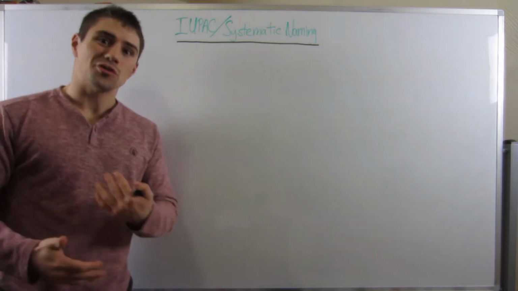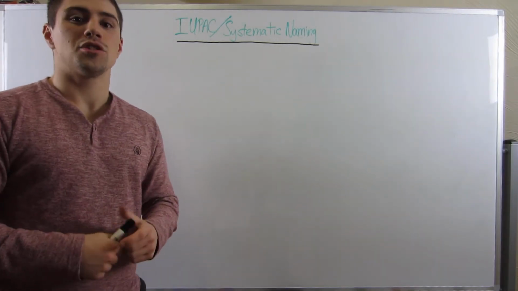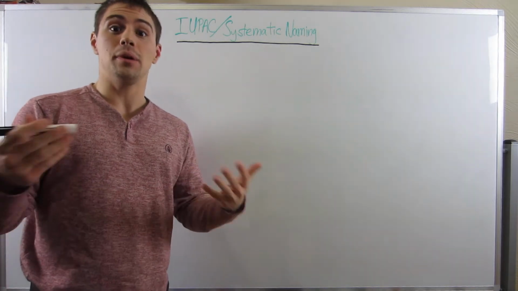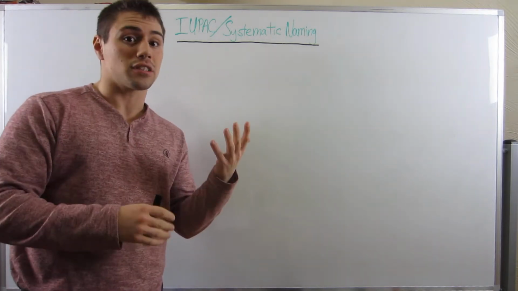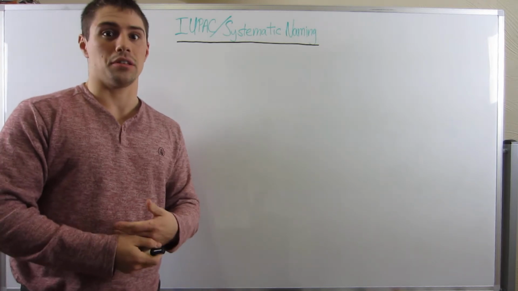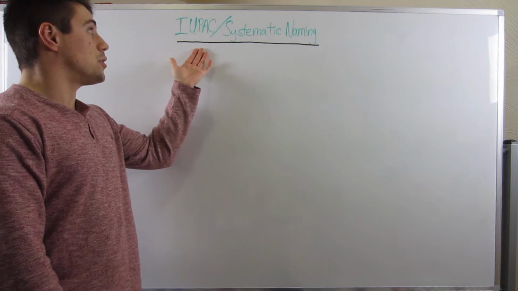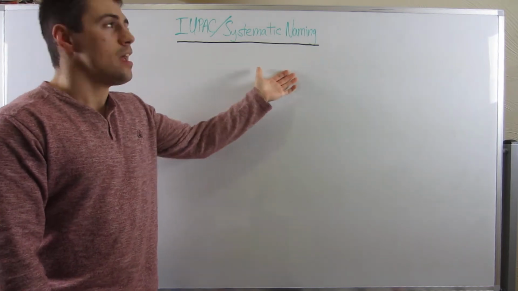Hey gang, so common naming wasn't that bad, right? Like I kind of hinted at in the last episode, sometimes the structures get a little bigger or they're arranged differently, and we can't use the common names that we learned in the last video. So we have to use a strategy called IUPAC or systematic naming.